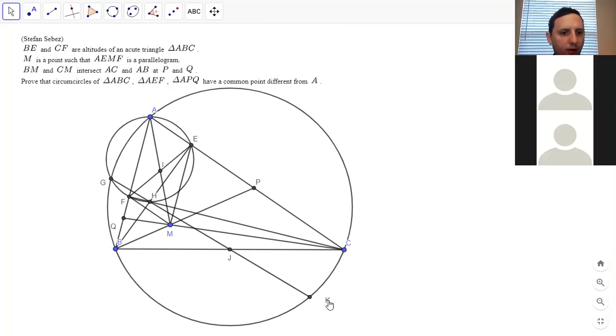Maybe we could even use the isogonal line limit somehow. Or the power ratio lemma. Let's see. Actually, I kind of like the power ratio lemma. We want to show that the power of Q with respect to this circle is AQ times BQ, and with respect to this circle it's AQ times QF. Basically, we want to show that BQ over QF is CP over PE.